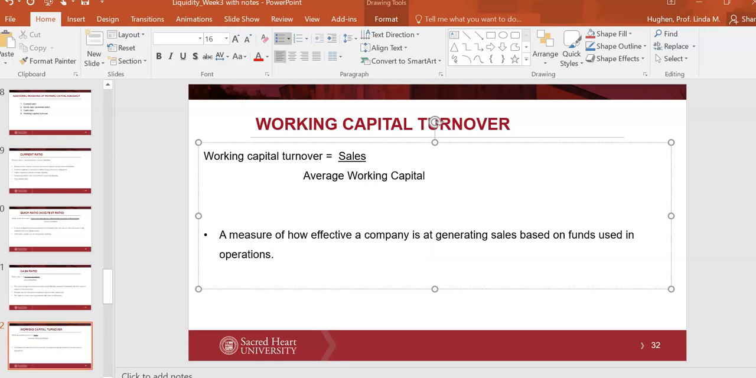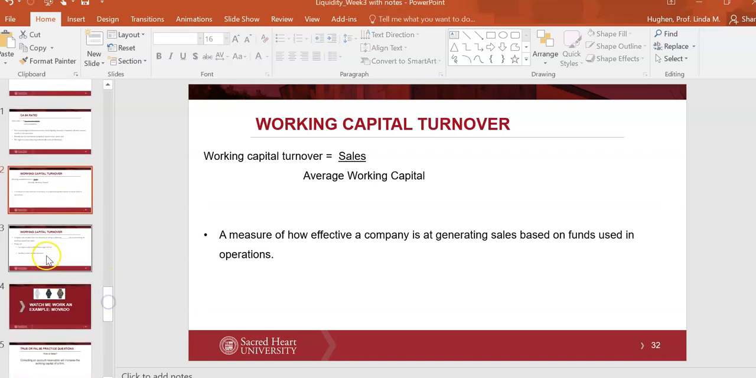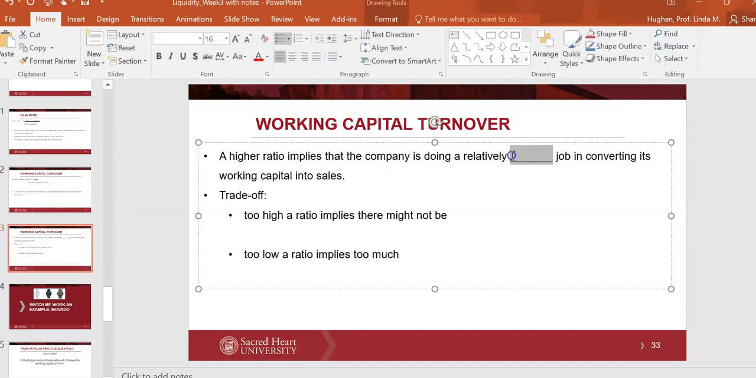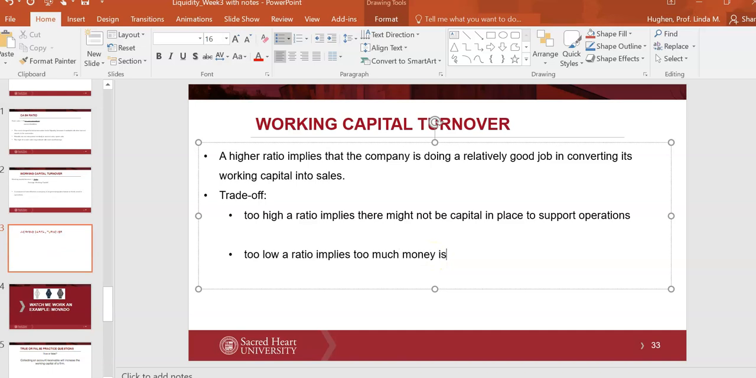So of course, the higher the working capital turnover, the better. But we could end up with an issue here. Higher ratios imply that the company is doing a relatively good job in converting its working capital into sales, but too high of a ratio implies that there might not be enough capital in place to support operations. Maybe we could be doing more. Too low of a ratio implies that too much money is invested in current assets. And so therefore there could be some inefficiency.